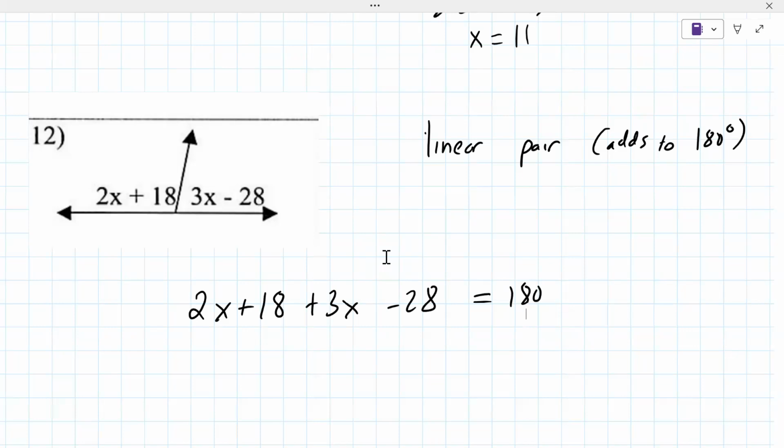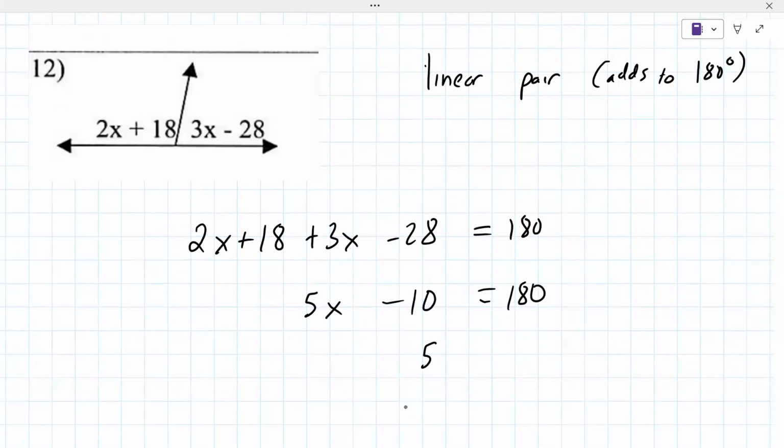Okay. X equals 38. Okay, so you have 5x minus 10 equals 180. And then you add 10 to both sides. 5x equals 190. So x equals 38. Good. This time, because they're not congruent, you have to put it into both equations. Put this x value into both.